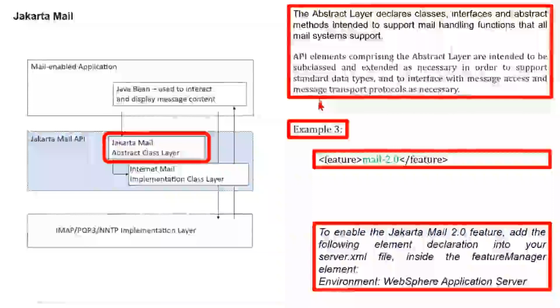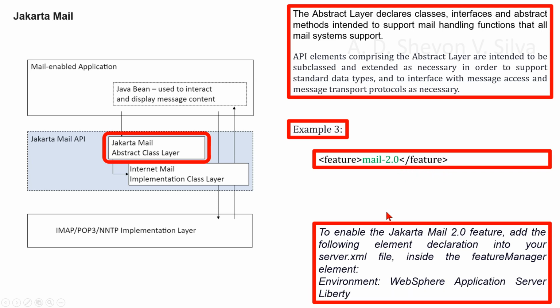In example 3, we can consider this in the environment with the WebSphere application server. This is to enable the Jakarta Mail 2.0 feature. Add this element declaration into your server.xml file inside the feature manager element. Actually, the environment is here, WebSphere application server Liberty.